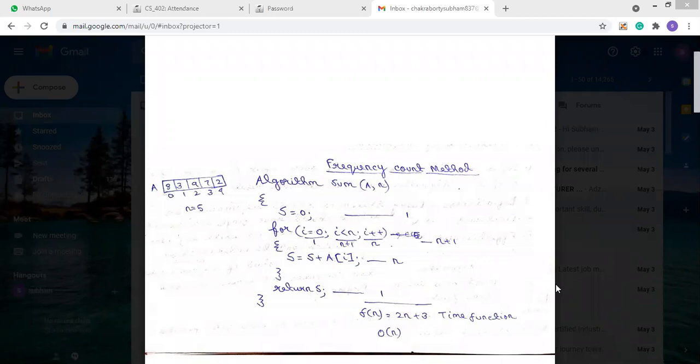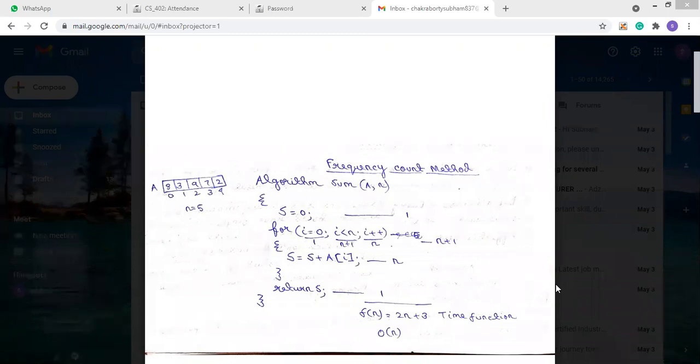Today, in the previous class, we have already seen how we can calculate the time function and space function of an algorithm, and how many times a simple statement is executed. Today, we will see how the frequency count method is used to find the time function of an algorithm.